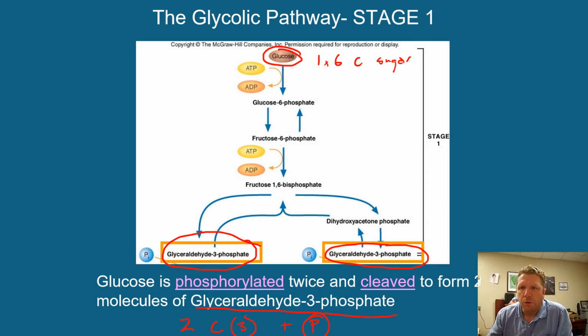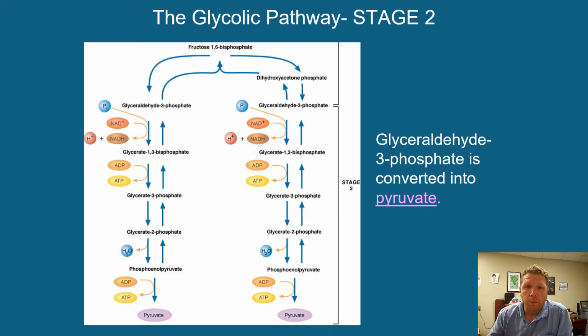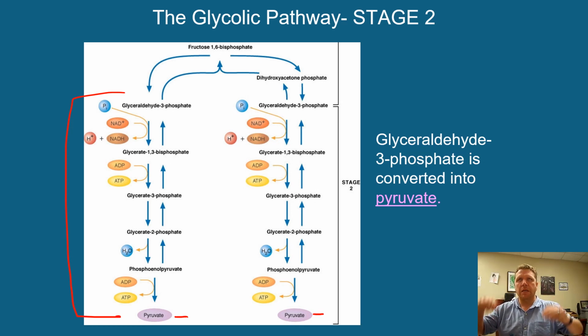Now, if you think about, well, where do we go from there? Our stage 2 is all of this right here. So stage 1 is taking 1 6-carbon molecule and breaking it into 2 3-carbon molecules. Stage 2 is taking 2 3-carbon molecules and processing them and making, well, 2 3-carbon molecules. So we have a number of different enzymes that take us from glyceraldehyde 3-phosphate all the way down to pyruvate, but that's where we're going with this.